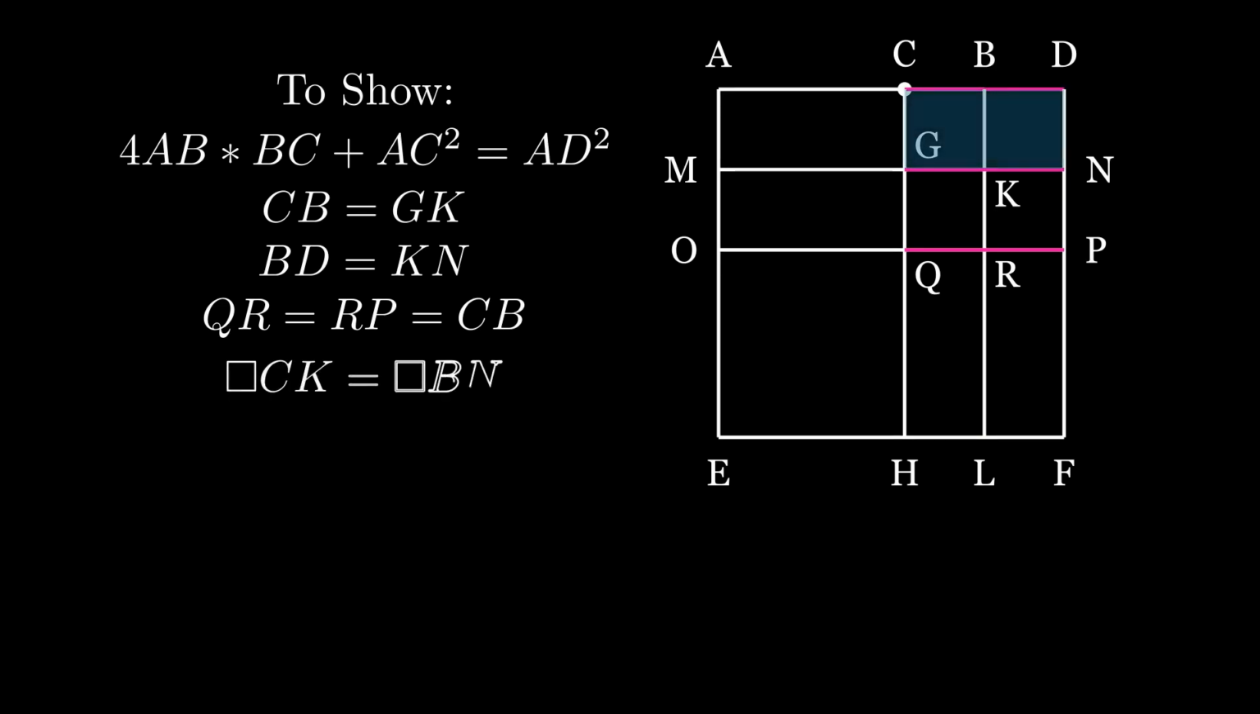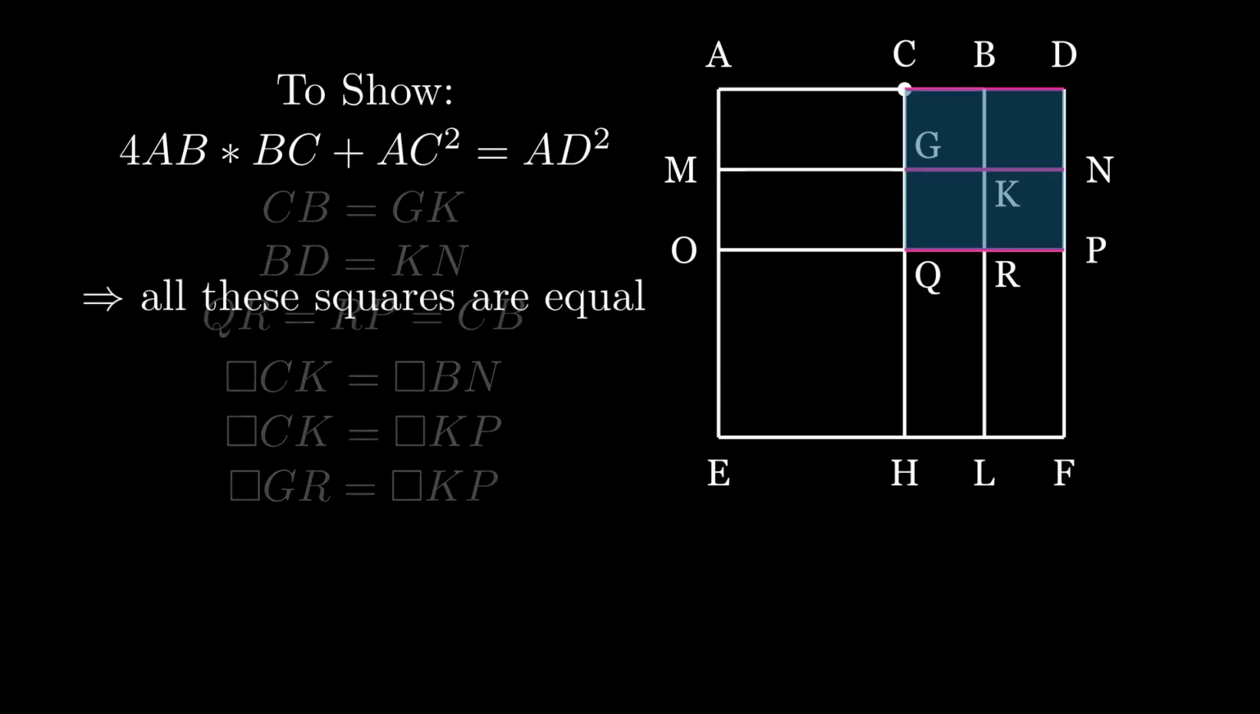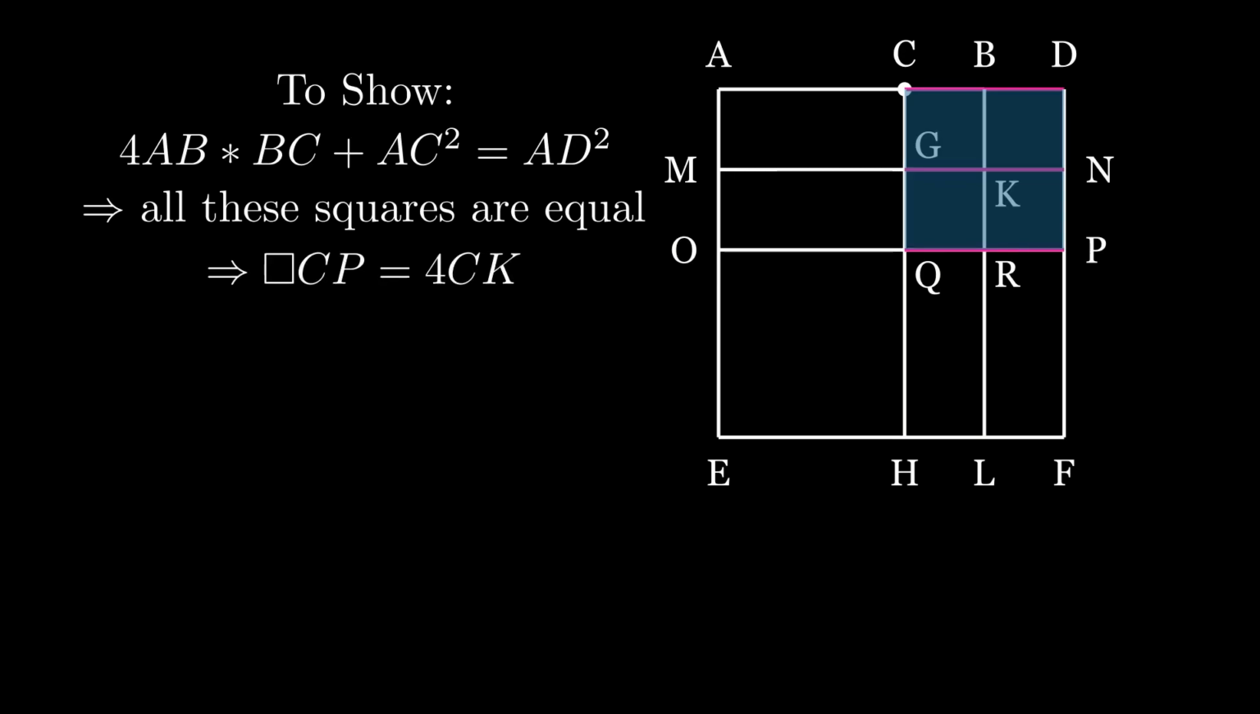Now we know that parallelograms CK and BN are equal because they are on equal bases and CB is in line with BD. We also know that CK and KP are equal because they are complements of the parallelogram CP. And parallelogram GR is equal to parallelogram KP because they are on equal bases and in line with each other. Therefore, all of these parallelograms are equal to each other, and, therefore, CP is 4 times CK.